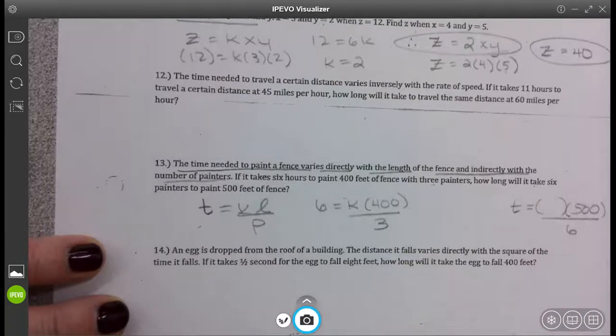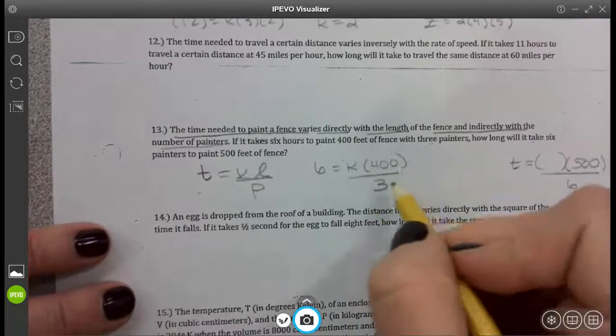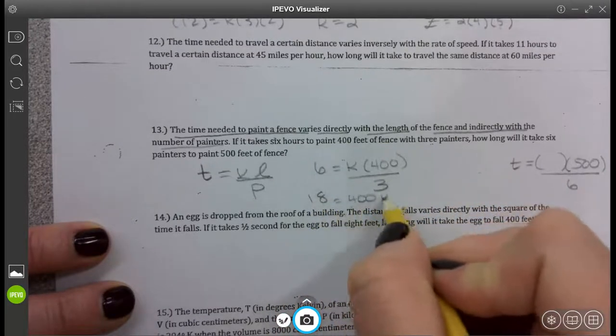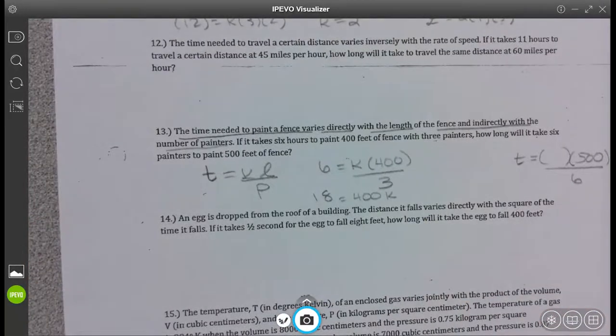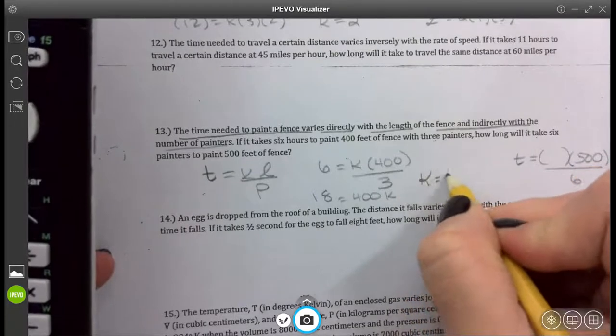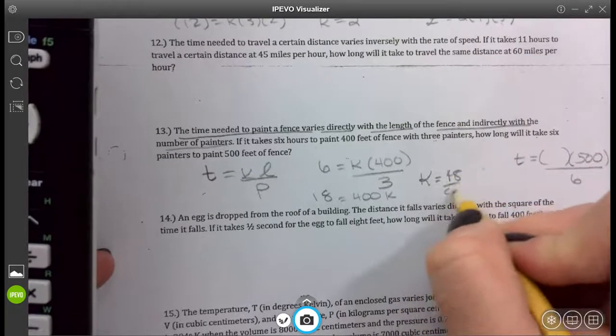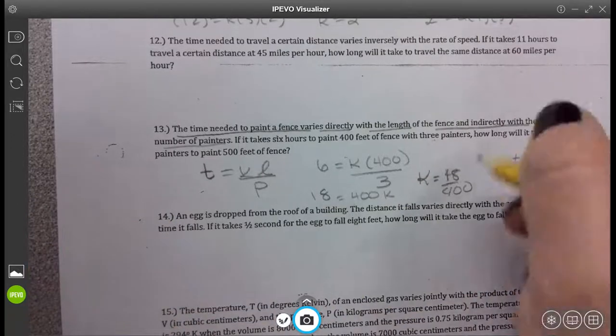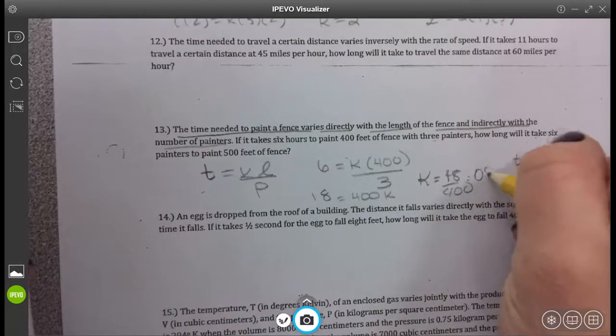Okay, more painters, but also more fence. So if I multiply 3 to the other side and divide by 400, K is going to be equal to 18 over 400, which is 0.045.